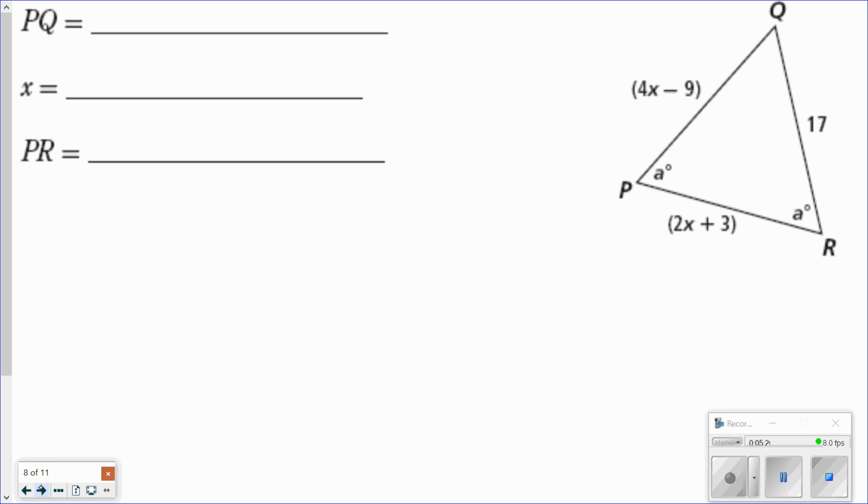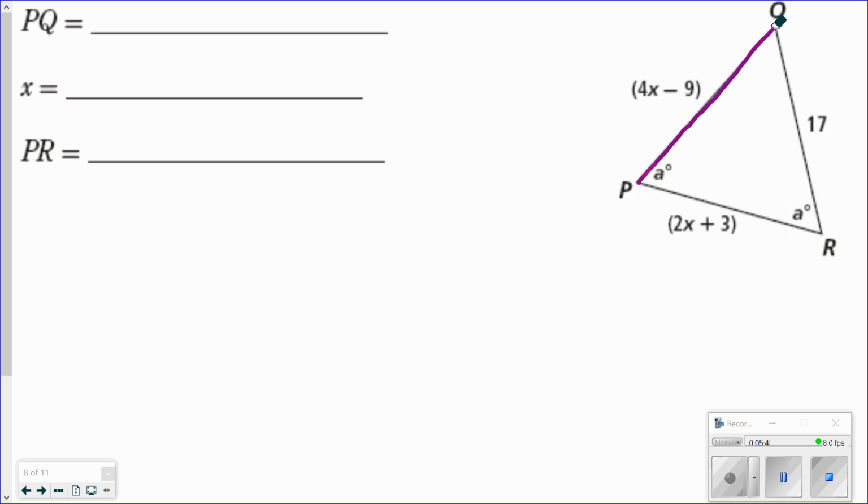All right, now we're getting into some tougher problems. PQ. This segment right here, I want to figure out the length. Well, if I look at my triangle, I do not see any tick marks, so I don't know right away which side lengths are congruent.